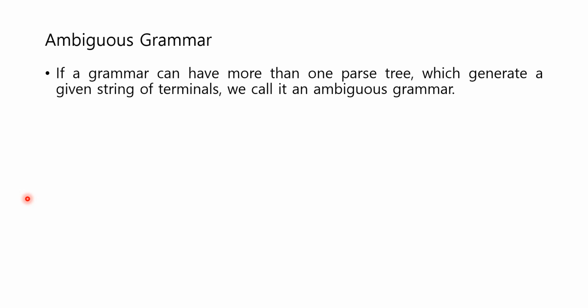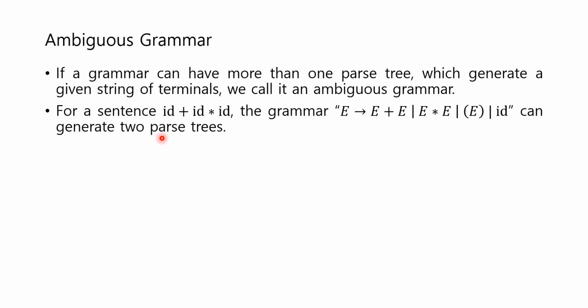Today's discussion is about ambiguous grammar. If a grammar can have more than one parse tree which generates a given string of terminals, we call it an ambiguous grammar. For the sentence id plus id times id, the grammar E produces E plus E, or E times E, or left bracket E right bracket, or id, and can generate two parse trees.